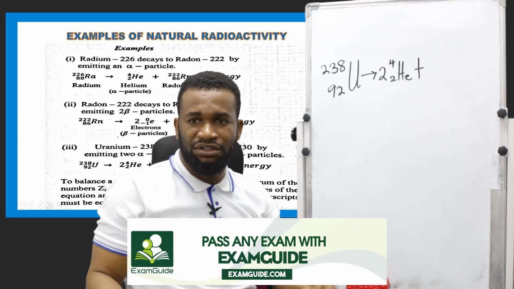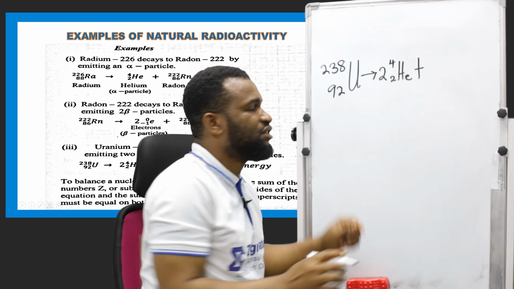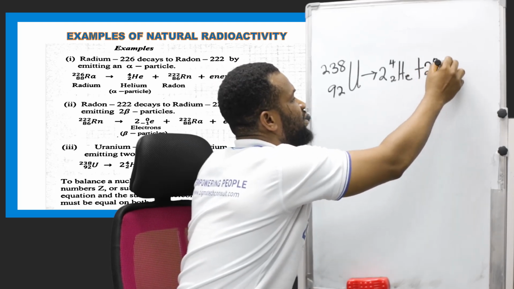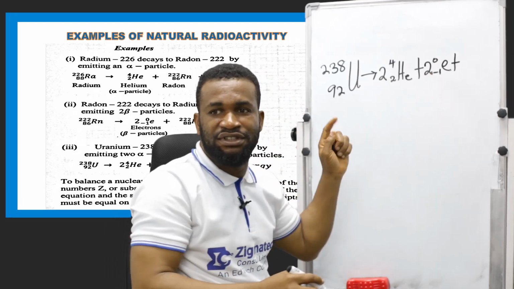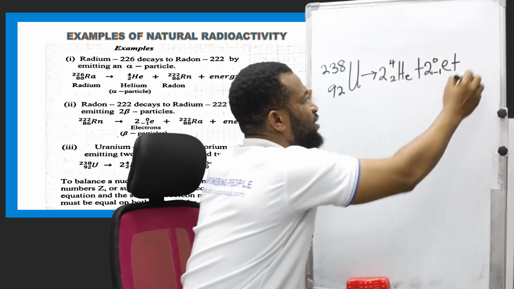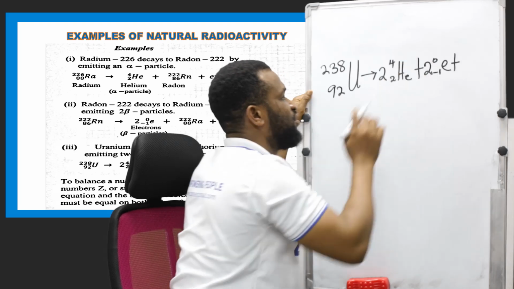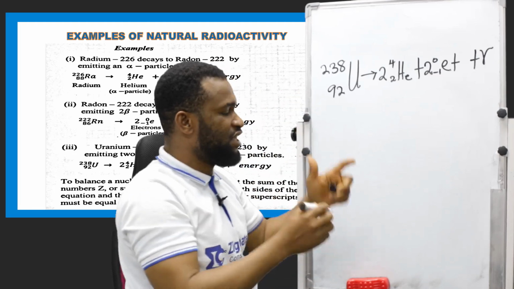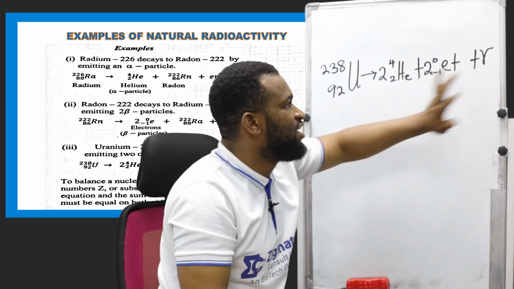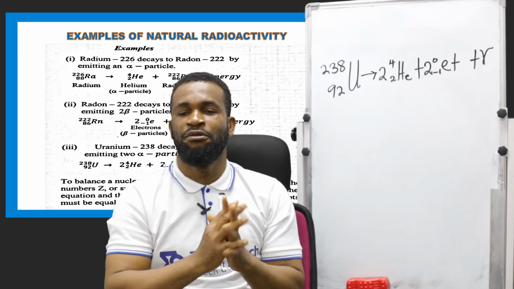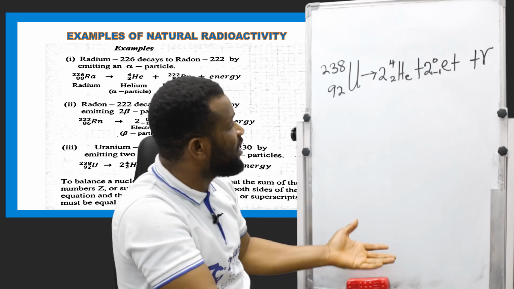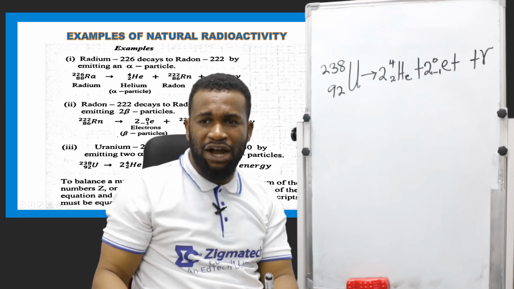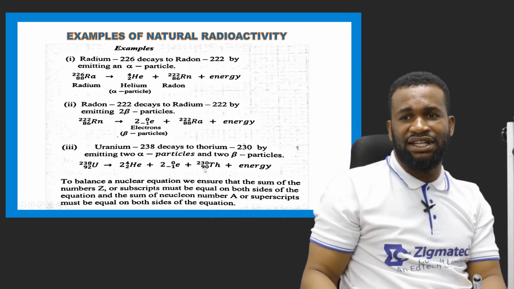So what will be happening? We are going to find out. So this is going to be 2 minus 1e plus a new element. I don't know what that element is, we are going to find it. And also plus energy must be released. So this energy that is released is what is harnessed by human beings for whatever. Now let's find what that is, even though it's already here, let's prove how it became 230 and 90.